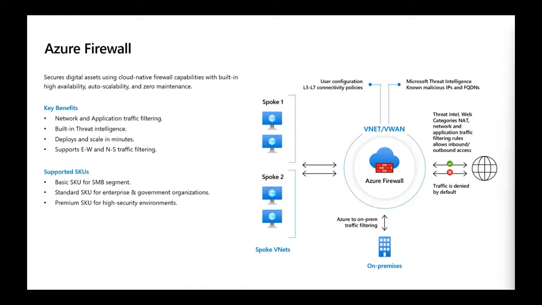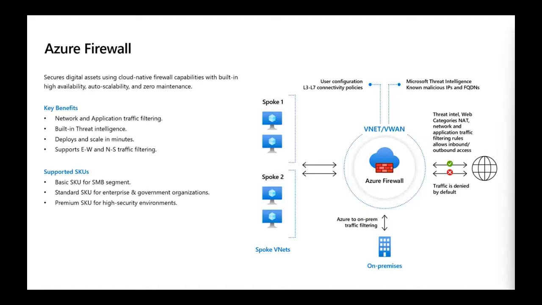There are 3 supported SKUs for Azure Firewall today. The first one is the basic SKU, which is intended to deliver the essential protections that small and medium-sized customers need at an affordable price. But it can also be used by large enterprise companies, with smaller line of business or other use cases.